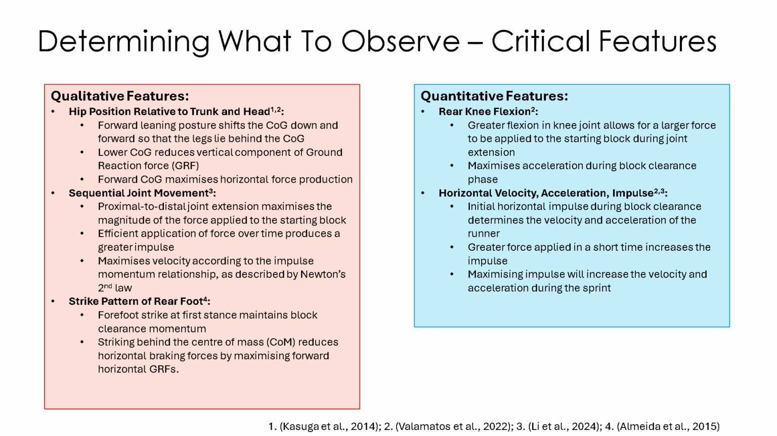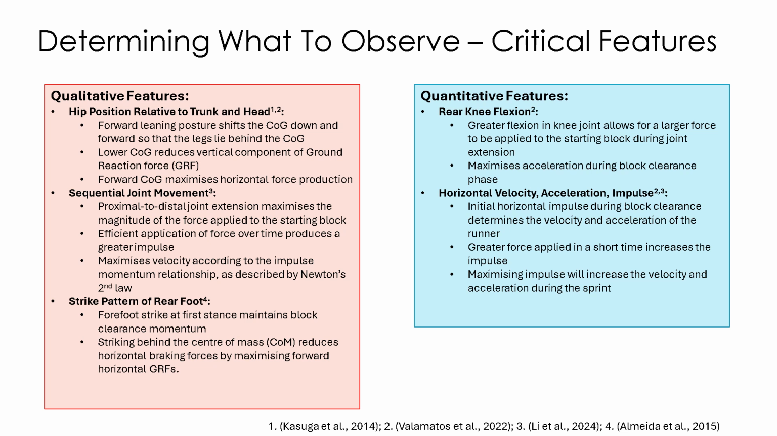In the block clearance phase, a proximal to distal extension of the front leg joints allows for the generation of a greater impulse. The larger impulse works to directly increase velocity according to the impulse-momentum relationship as described by Newton's second law. Additionally, this method of joint extension prioritizes force application in the horizontal direction, which helps the runner to increase their horizontal velocity. The application of a forefoot strike during the first stance following the block phase allows an athlete to maintain their momentum from block clearance.